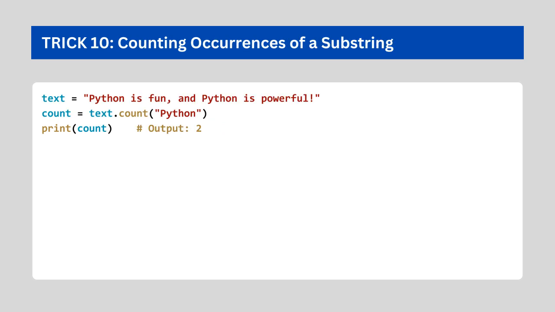Trick 10. Counting occurrences of a substring. Want to count how often a word appears in a sentence? Instead of writing complex loops, just use the count method. In the example, see how count instantly returns the number of occurrences. Why is this useful? Perfect for text analysis, filtering logs, or processing large datasets. Great for tracking word frequency in articles or user inputs. Use count whenever you need to analyze word occurrences quickly and efficiently.